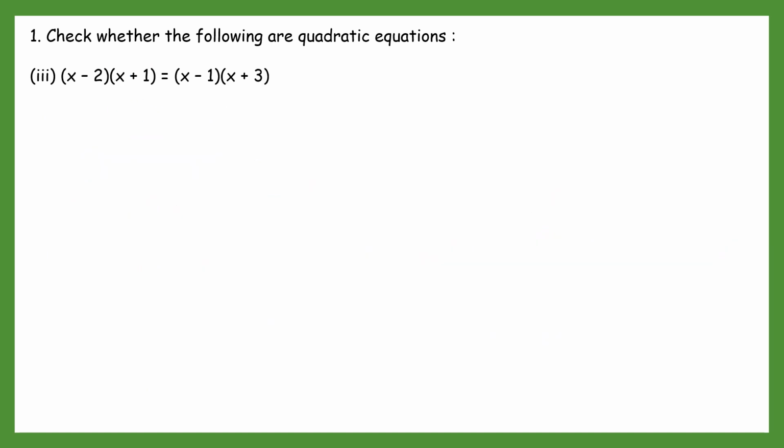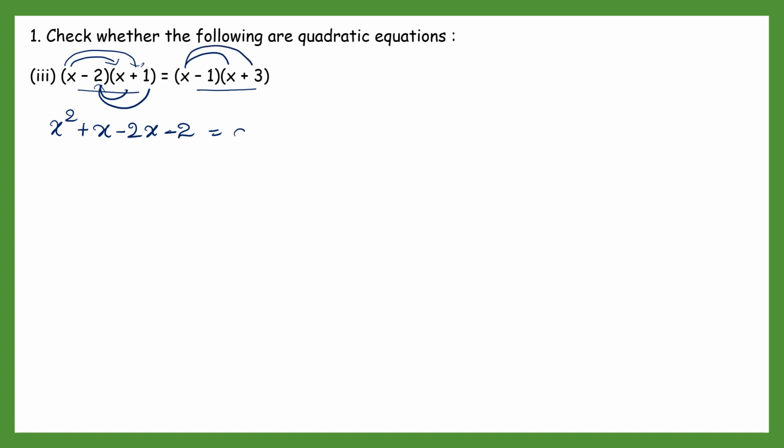Next question. (x minus 2) into (x plus 1) is equal to (x minus 1) into (x plus 3). So let's multiply first with x. X into x is x square. Next x into 1, plus into plus is plus, you get x. Next minus 2 into x is minus 2x. Next, this is completed. Next minus into plus, minus 2 into 1 is minus 2. Similarly, let's multiply with x first.